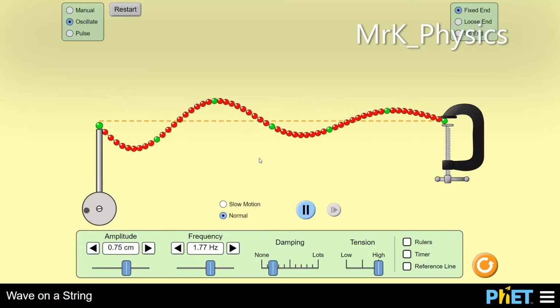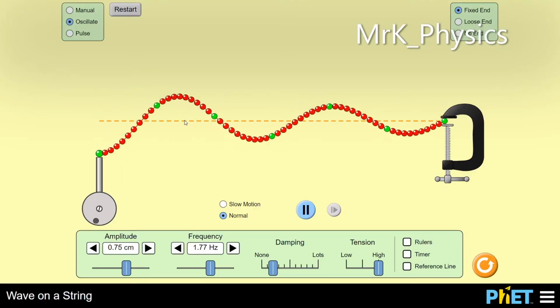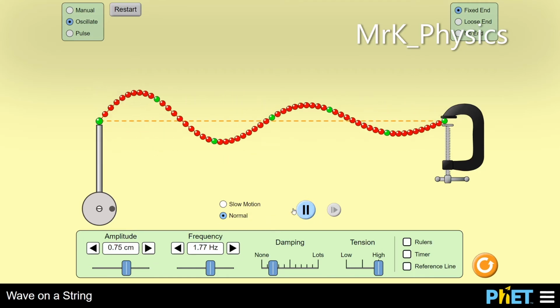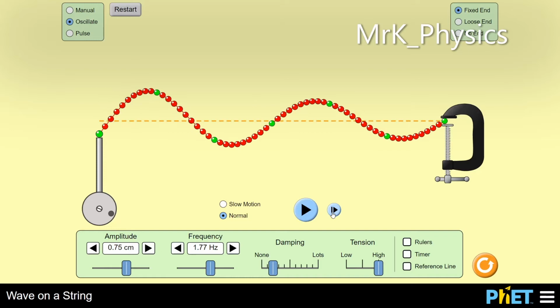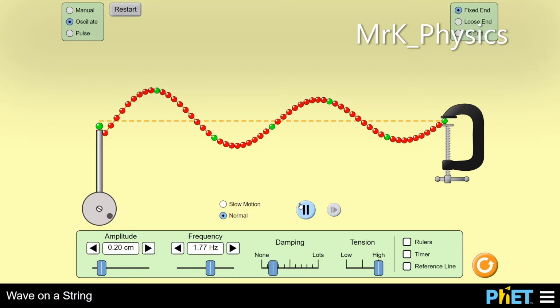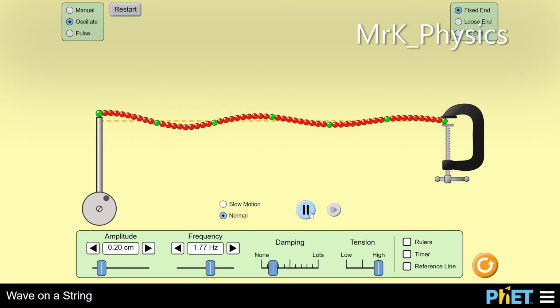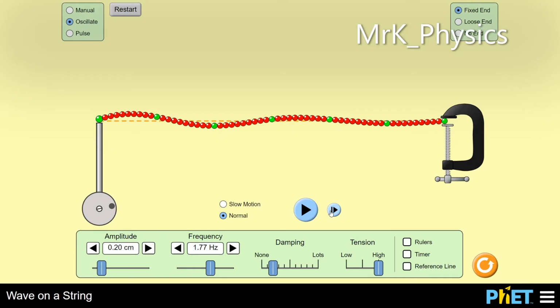Let's have a quick look back. This dotted line or dashed line is the rest position, and if we just pause that, that top of the wave to the rest position is the amplitude, or the bottom of the wave to the rest position is the amplitude. So it could be from rest position to peak, or rest position to the trough. And if we decrease that amplitude, you'll see in a moment what happens to the distance between the rest position and those peaks and troughs. Let's try and get a bit of a wave shape there that we can go and measure amplitude with. So a much smaller amplitude that time, from peak to rest position and from trough to rest position.